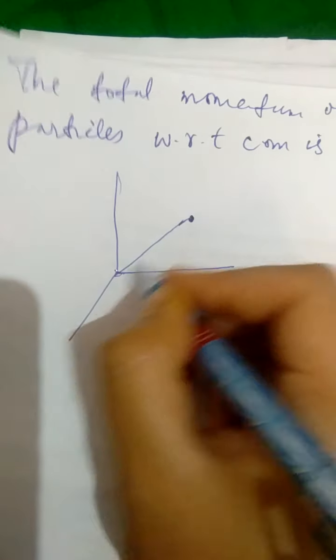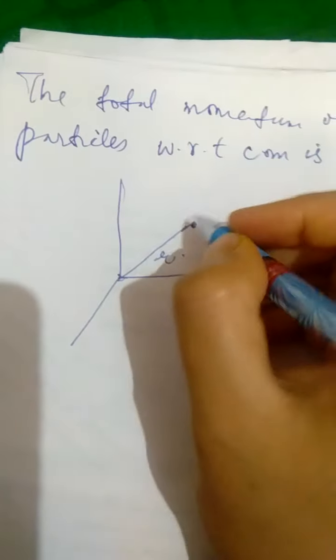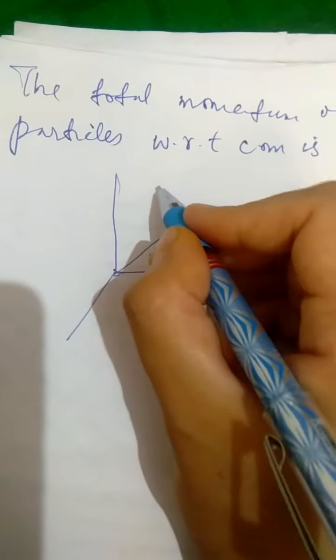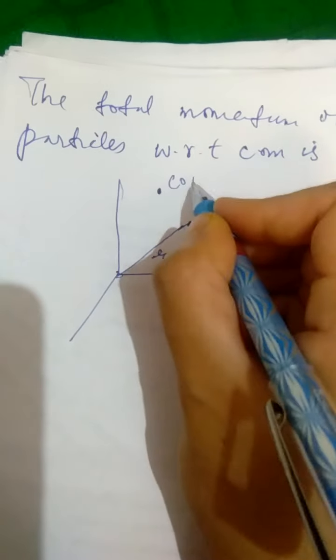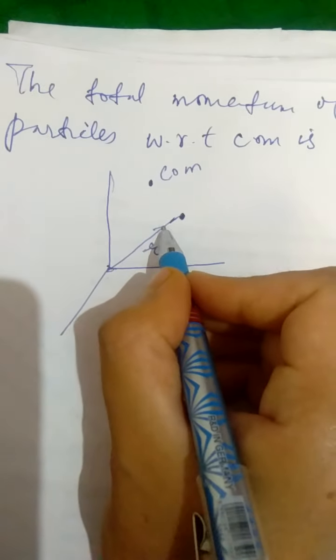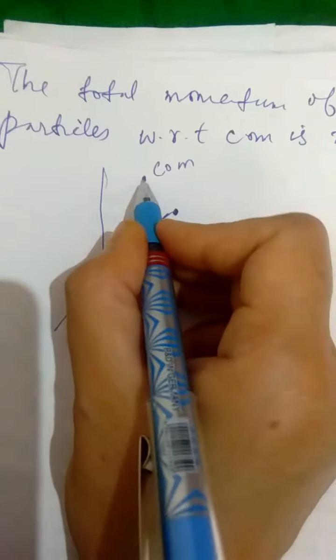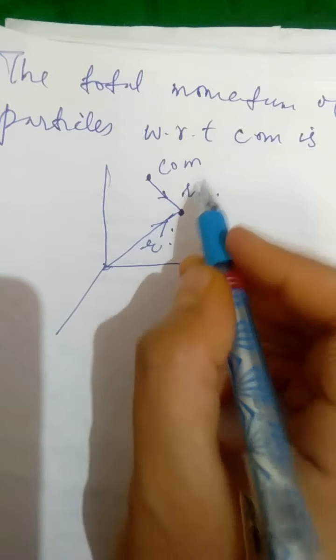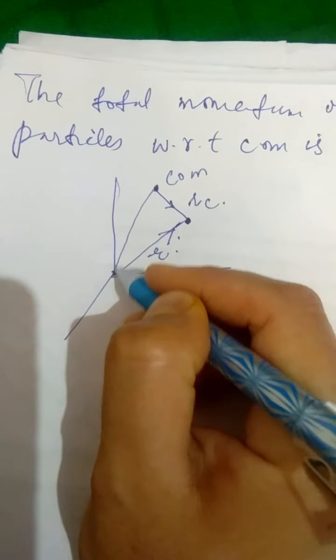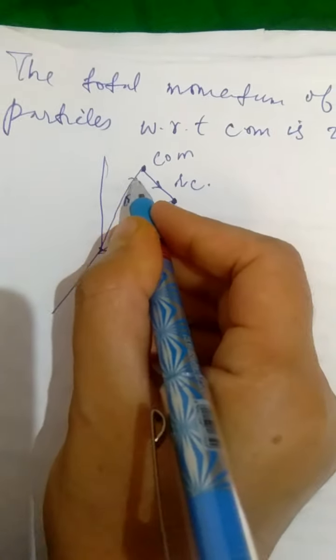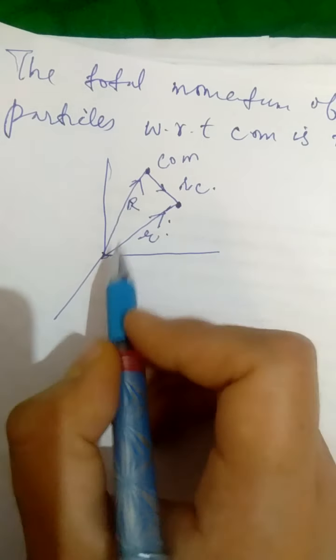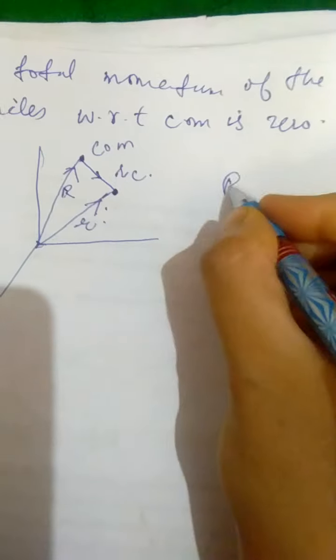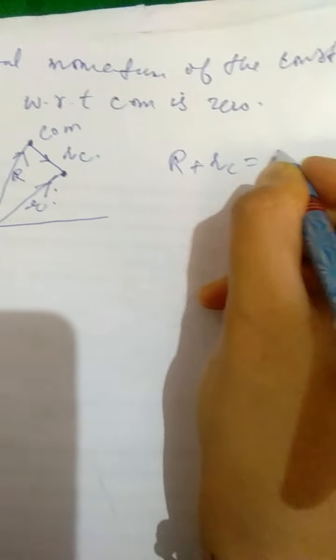So its position vector with respect to origin is r. And the position vector of the same particle with respect to center of mass, suppose center of mass is here, is rc. And the position vector of the center of mass with respect to the origin of the frame of reference is, suppose, capital R, right? If you go by the direction of arrows and follow the triangle law of vectors, we can easily write that R plus rc is equal to r.